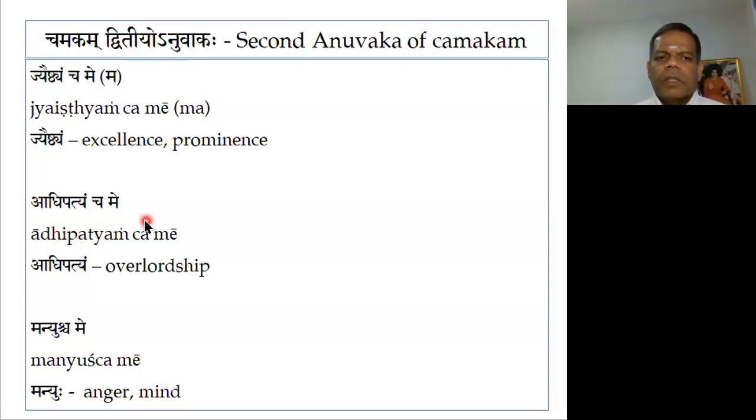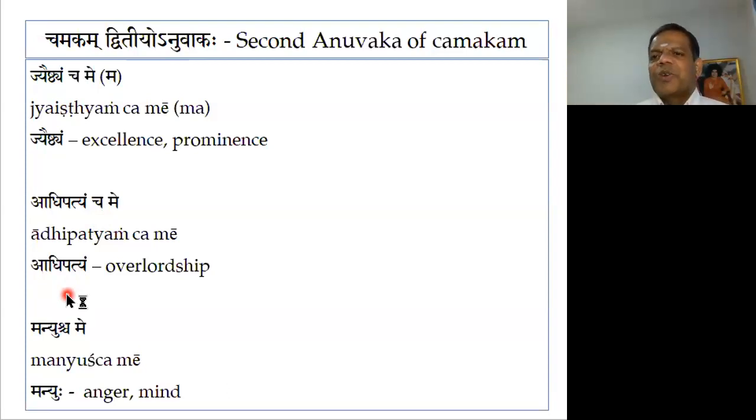In terms of pronunciation, the second letter is dhi. It's an aspirated one, mahaprana, which is the fourth letter in the Tavarga. So it has to be pronounced as dhi. Okay, Adhipatyam. That's the only one letter which you may have to pay extra attention. We will look at the meaning. Adhipatyam, Adhipati means one who is the lord or the boss.